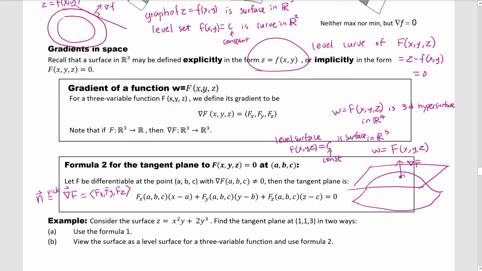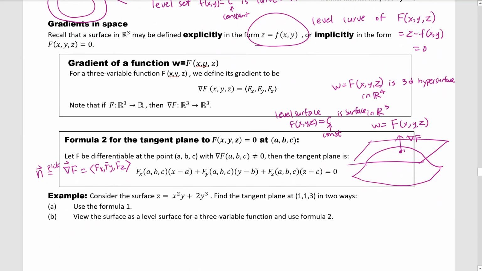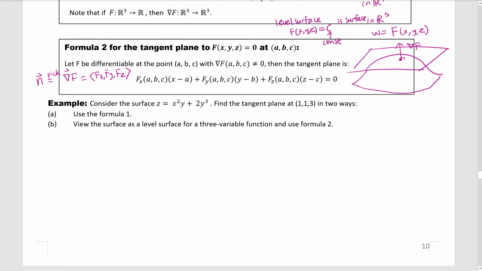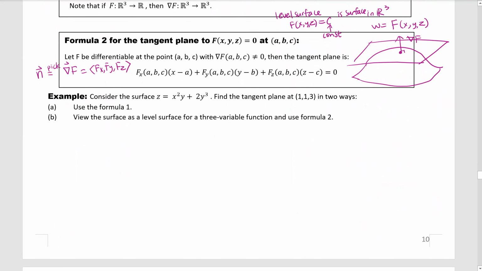Now we have two formulas for the tangent plane. Let's look at the following example. Let's use formula 1. What is formula 1? Formula 1 is z equals f of (a, b) plus fx evaluated at (a, b) times x minus a, plus fy at (a, b) times y minus b. My comma is so ugly. Let me erase this.